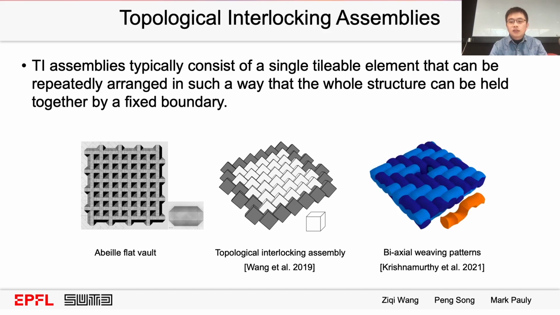Krishnamurti further made a connection between planar assemblies and biaxial weavings. All topological interlocking assemblies, once their boundary blocks are fixed, are proved by physical experiments to have very good mechanical properties, such as high strength and toughness.